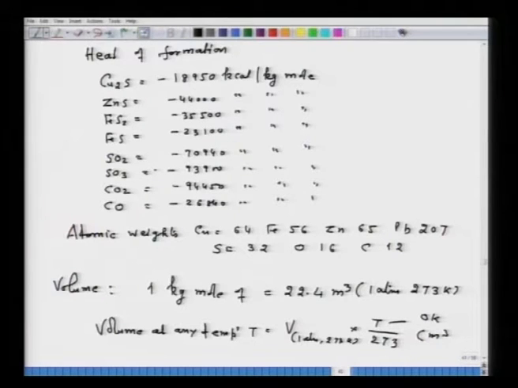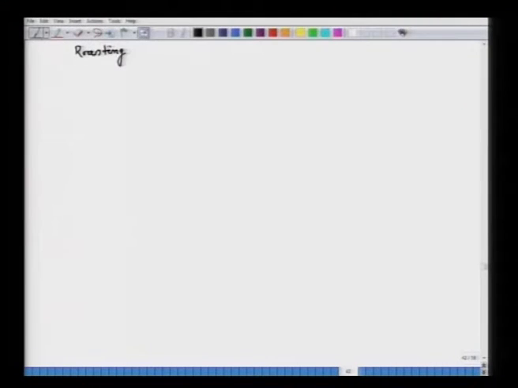Now, let us see the amount of heat that is generated by certain roasting reactions. As I said, roasting converts sulphide into oxide. So, for example, Cu2S in condensed phase plus 2O2 gaseous is equal to 2 CuO condensed phase plus SO2 gaseous phase.